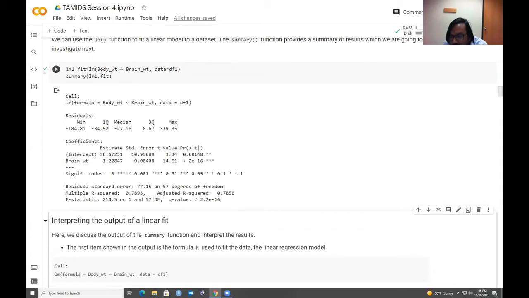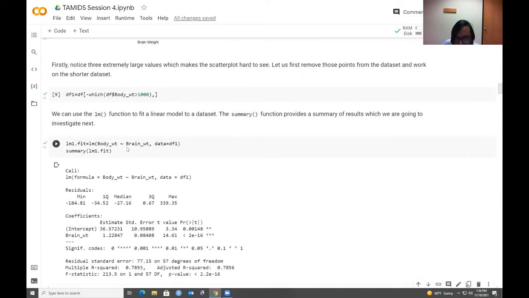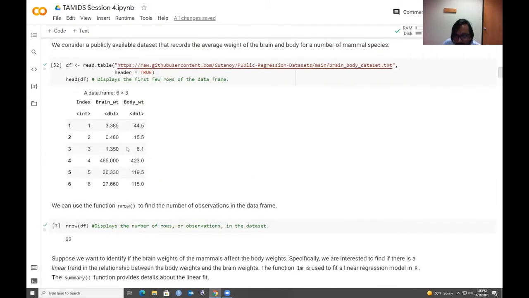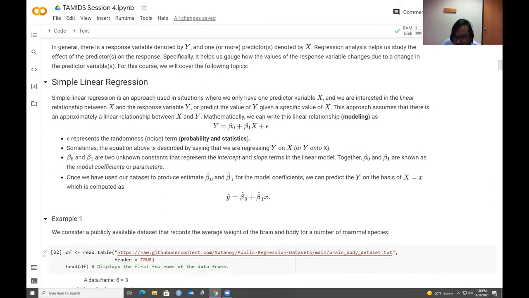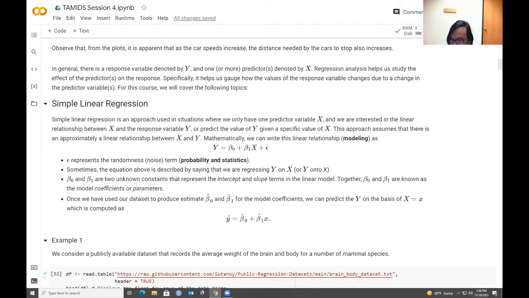To explain this question further, suppose you have a new mammal whose brain weight is 87. Can we use the formula 36.57 plus 1.2287 to predict the body weight? And remember that the formula here is beta naught hat plus beta 1 hat x.